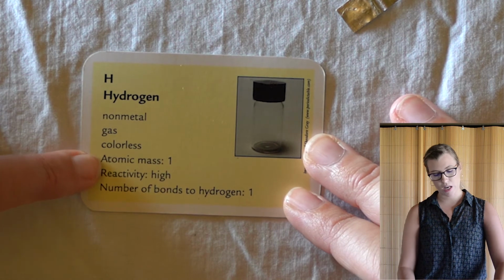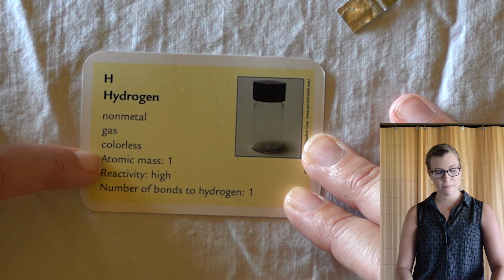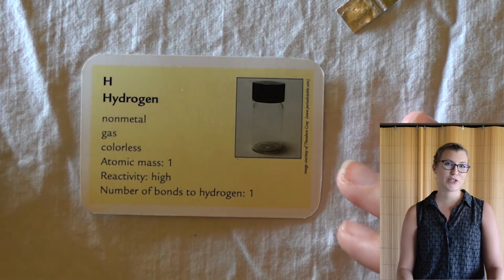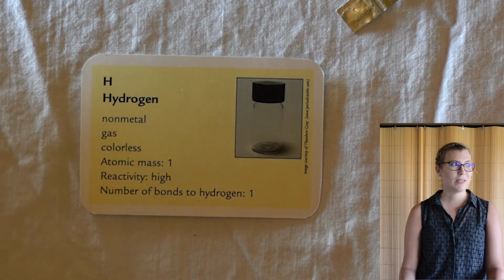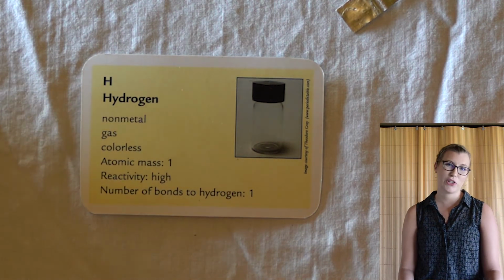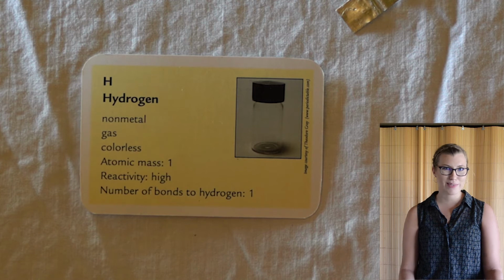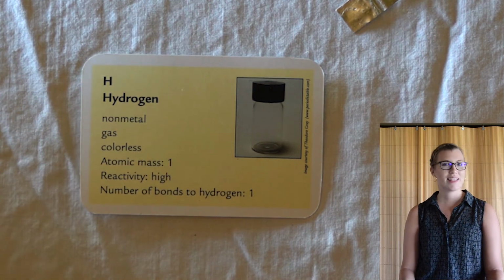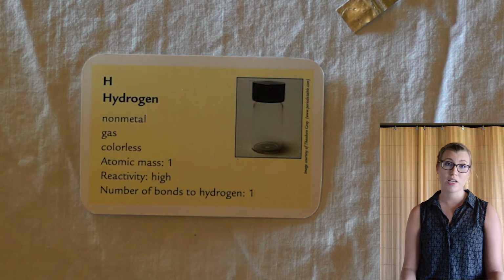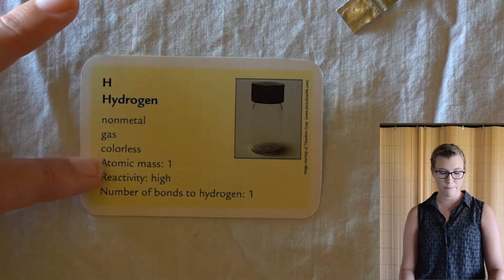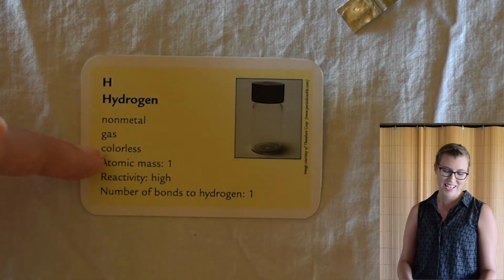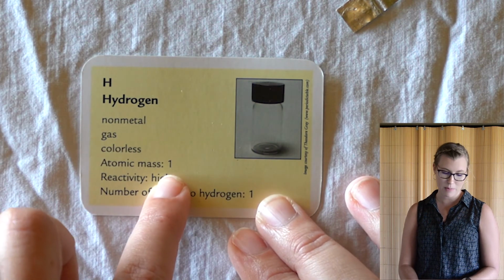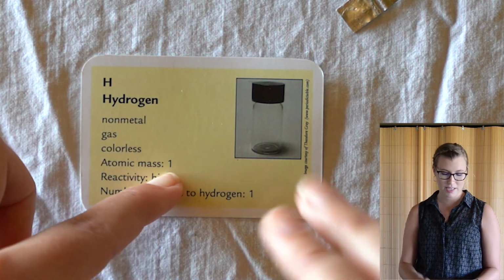Then you get to atomic mass. Atomic mass is not measured in grams or milligrams or anything like that you learned in math class, like pounds. It is so small that they actually came up with their own unit, which is atomic mass units. So the atomic mass of hydrogen is just 1.